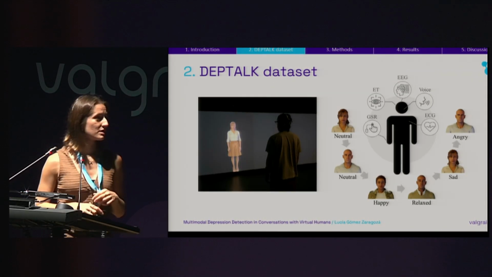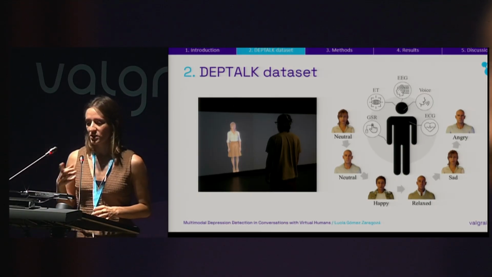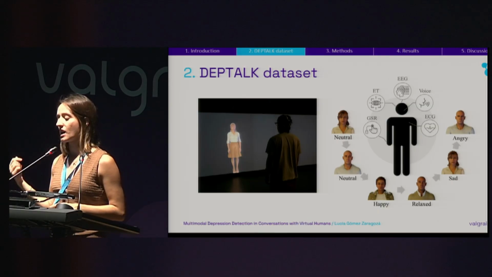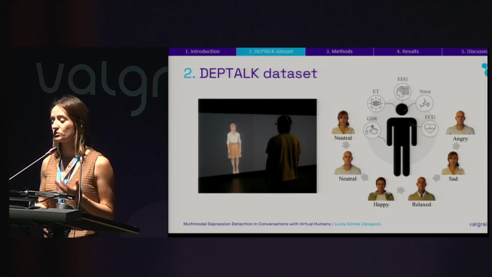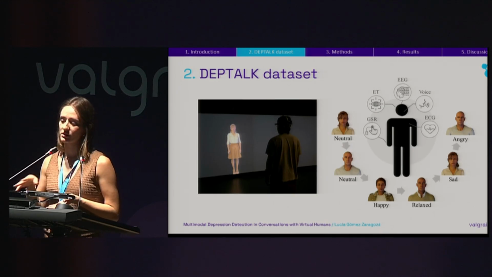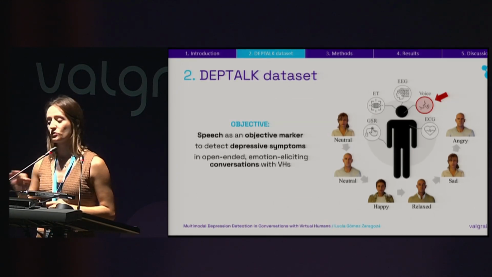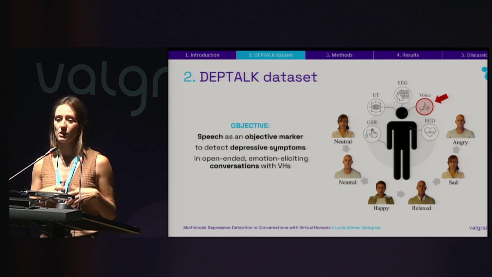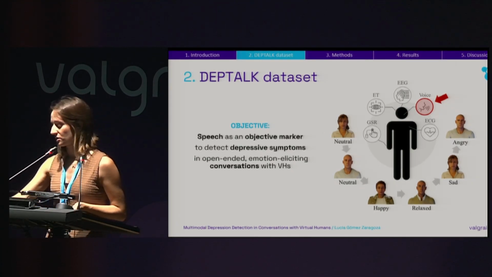So the participants engage first in conversations with 2 neutral avatars, and then with a happy, relaxed, sad, and angry avatars in a counterbalanced order. And while they are having these conversations, we monitor different signals. But I'm going to briefly mention the results we got for speech. And by speech, I mean both the acoustic and the linguistic parts of speech.